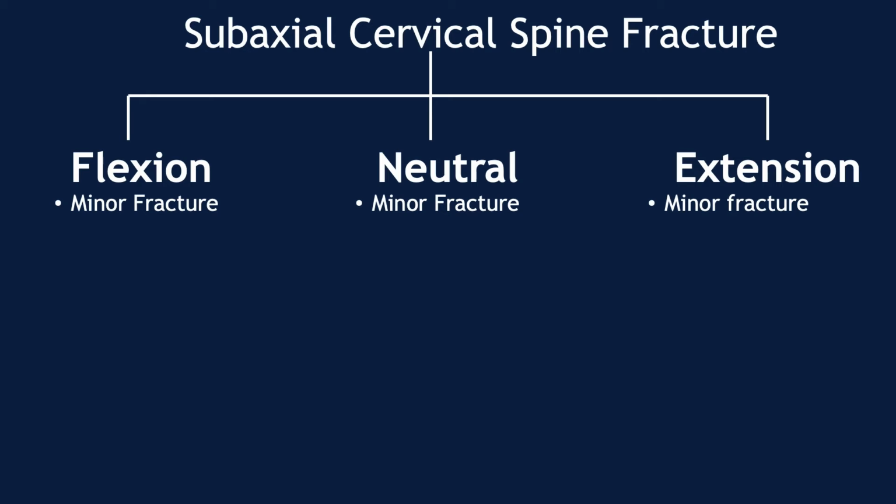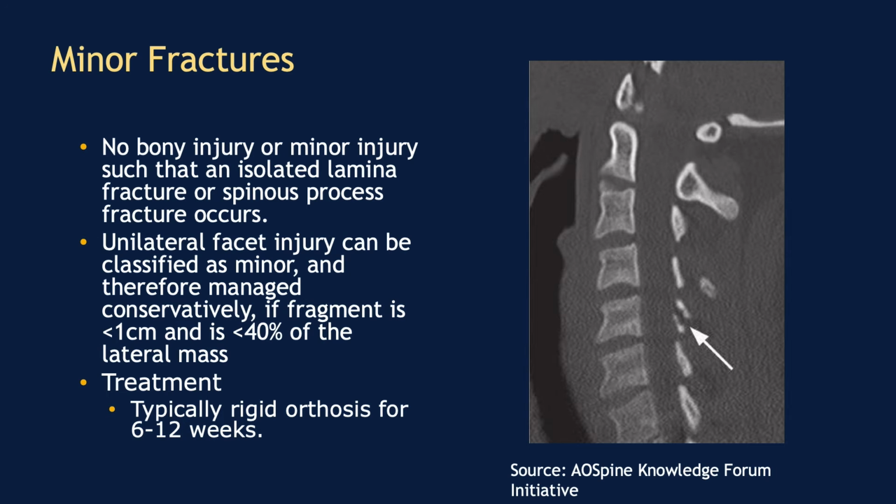There are minor fractures that can occur in each one of these injury patterns. Minor fractures of the cervical spine occur usually in flexion, neutral, or extension, and unilateral minor facet injuries are classified as F1 in the AO spine schema. If neurologically intact and no retropulsion of bone, typically treated with rigid orthosis for 8 weeks. Flexion extension films prior to discontinuation of orthosis is usually necessary.